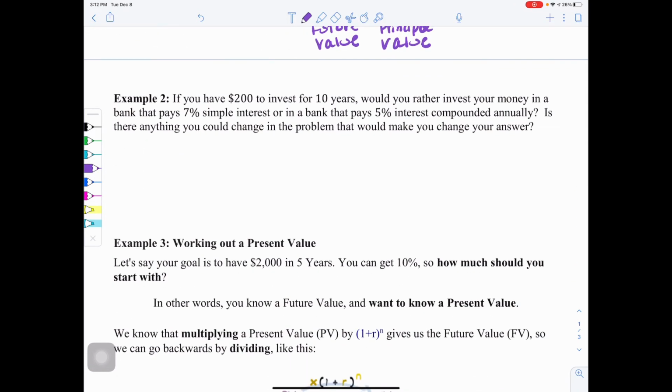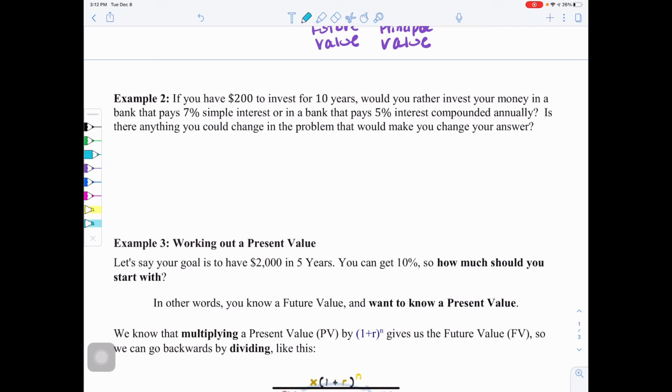Let's now look at example 2. If you have $200 to invest for 10 years, would you rather invest your money in a bank that pays 7% simple interest or in a bank that pays 5% interest compounded annually? Is there anything you could change in the problem that would make you change your answer? So we're going to investigate by looking at both scenarios.